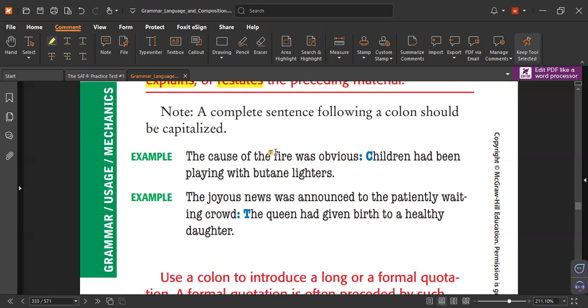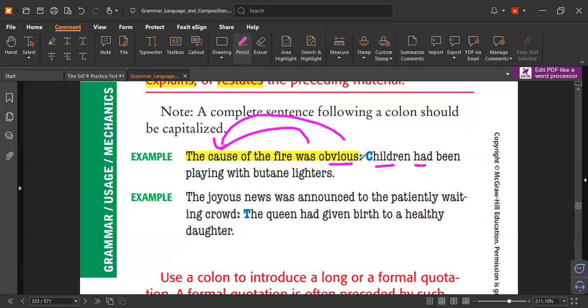Let's check. Is this part a complete sentence or a fragment? Complete: subject, verb, agreement between them, an adjective to describe, so complete. I'm just checking. After the colon, I don't care whether it's complete or not, but the meaning. Children had been playing. So it's a sentence again, or it can be a sentence or not. But he explained what the cause was, how the fire happened, for example.